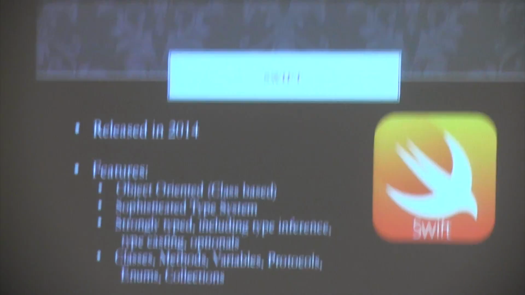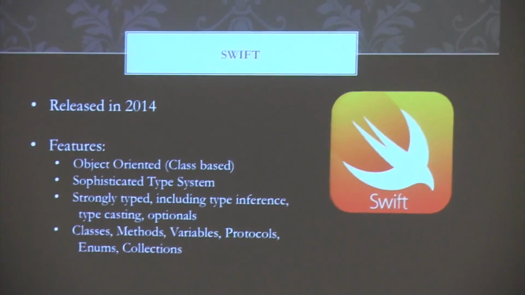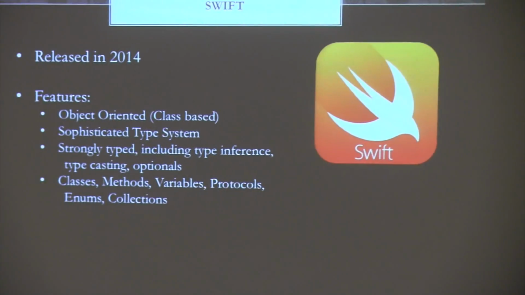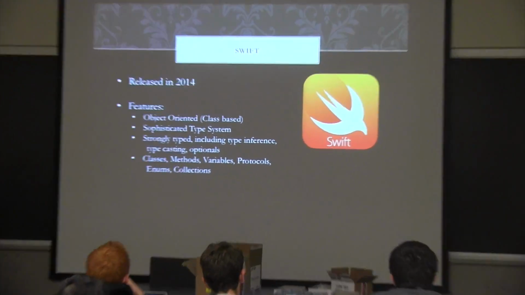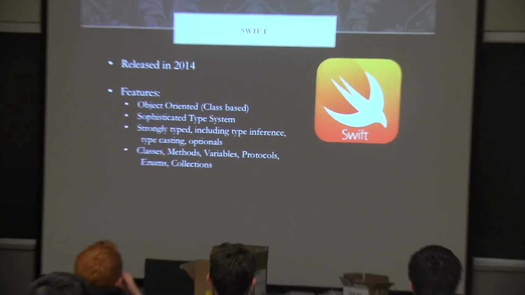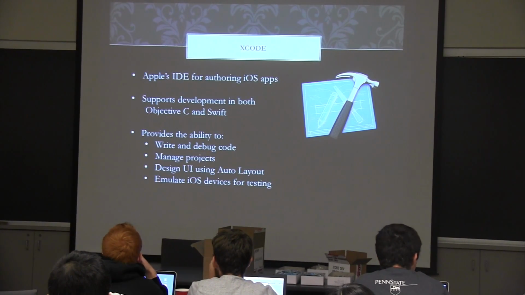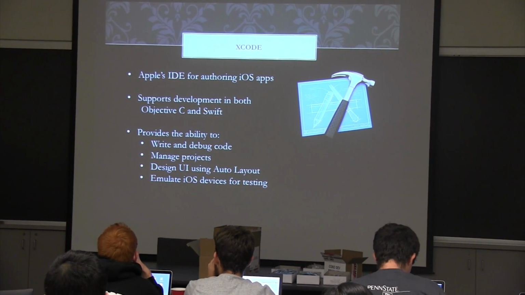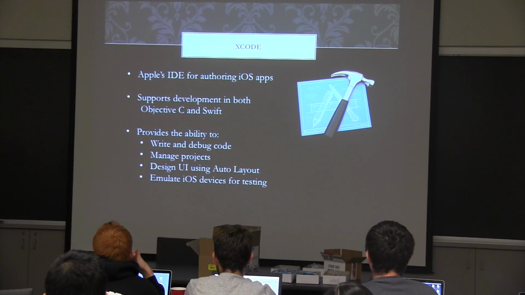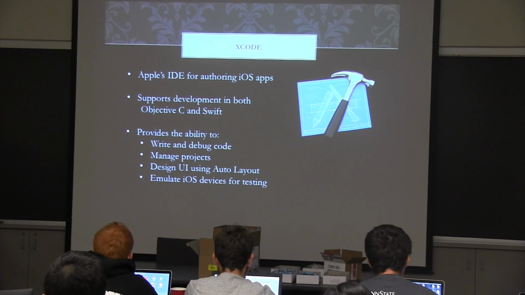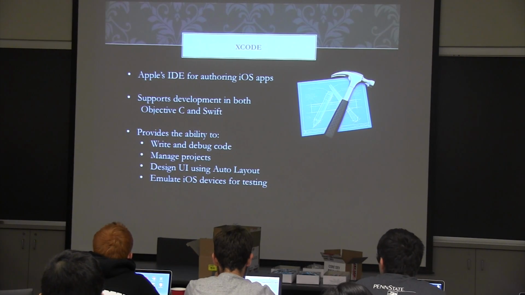There's also a lot of functionality with all the things you see there: classes, methods, variables, protocols, enums, and collections. Protocols and enums are really exciting for Swift. I won't go into too much detail because I think that's a little too in-depth for this talk, but if you want to learn more, I can tell you after. So Xcode, as I mentioned, is the IDE. It runs on Macs, and it's used for iOS apps. It supports both Objective-C and Swift, and you can do lots of things with Xcode. We'll go into it, and I'll show you Xcode later.